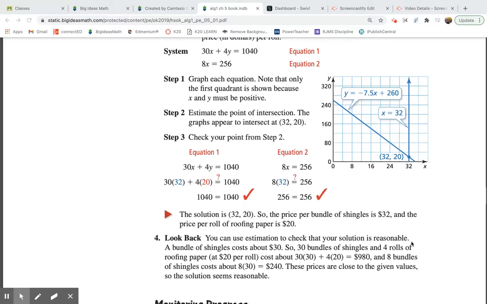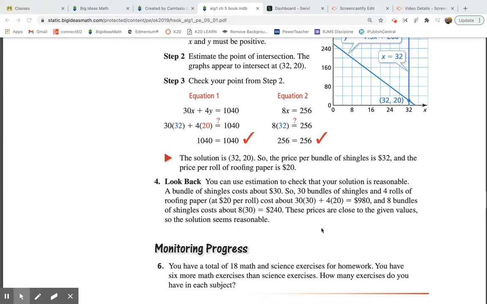Okay, now I know that's not super simple. Let's look at or read their look back. It says you can use estimation to check that your solution's reasonable, which is what they did here, but then you can plug it in. They said, so a bundle of shingles cost about $30. $30 of shingles and 4 rolls of roofing paper at $20 per roll is about $980, and 8 bundles cost $240. These prices are close to the given value, so this solution seems reasonable. They're just saying, if you had said 30 instead of 32, because again, we don't know exactly what it was in there. We were kind of estimating.